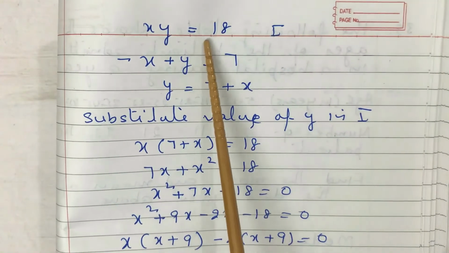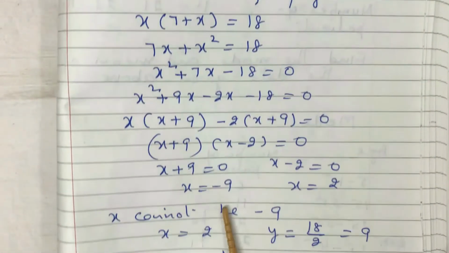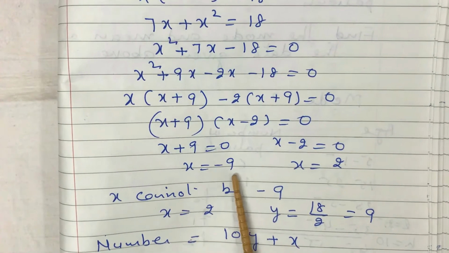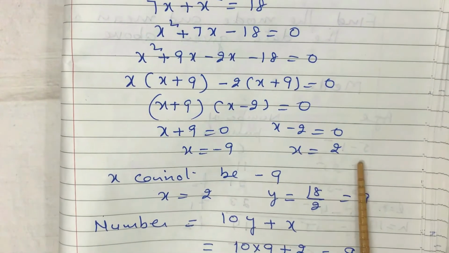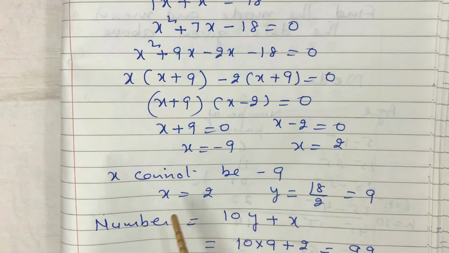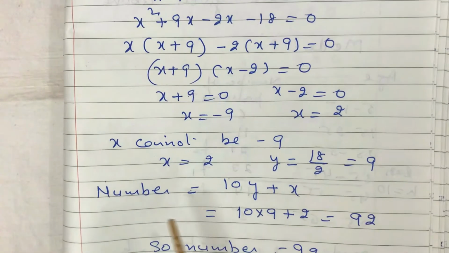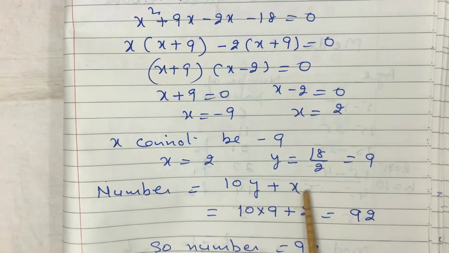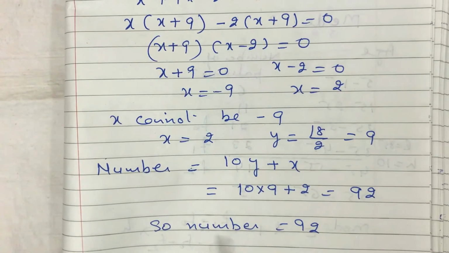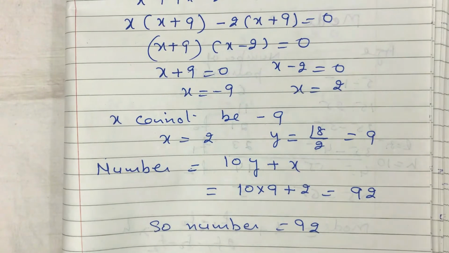Substitute this value here in this, and after solving this, you will get two values. x is equal to -9, x is equal to 2. x cannot be -9. So x is equal to 2. So the value of y is 18 by 2, that is 9. So the number is 10y + x, that is 92. So that is the answer.